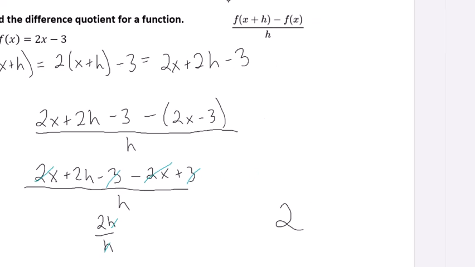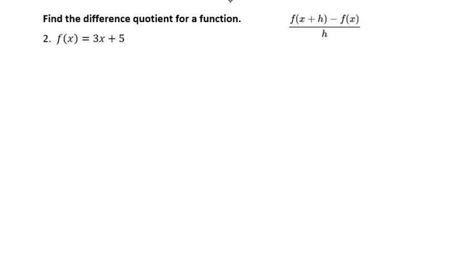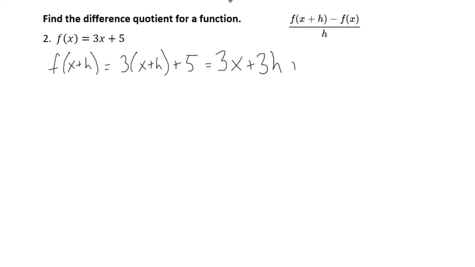Let's look at another one. All right, so this one's very similar. We're going to start out the same way. Start out with your f of x plus h. And so that gives you 3 of x plus h plus 5, which would simplify to 3x plus 3h plus 5. And now we can plug that in.